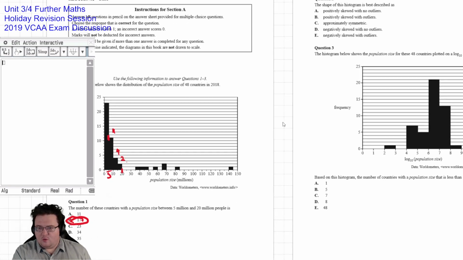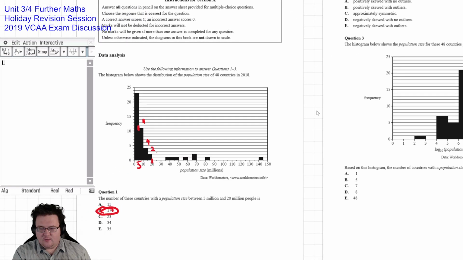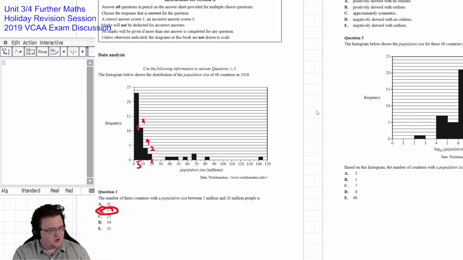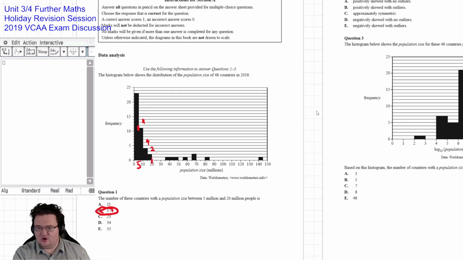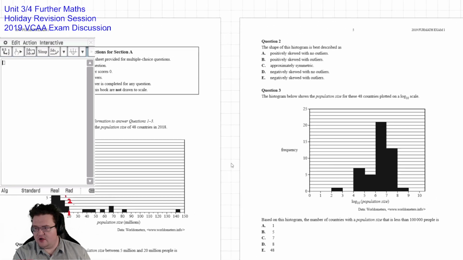As we go, I will be quoting particular numbers from the examiner's report. We'll tell you how many people got that question right. And in this case, 92% of people got that one right.